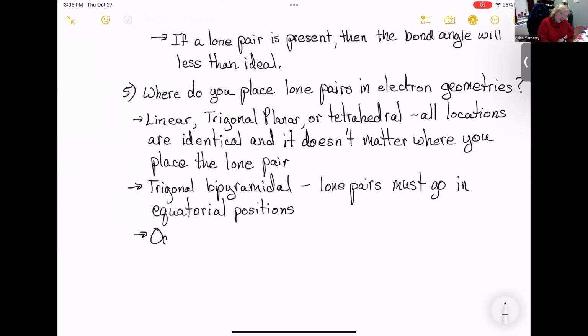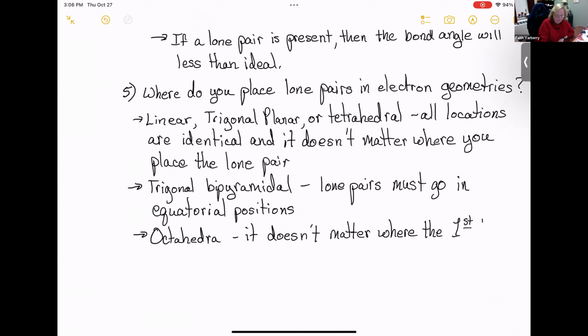And then finally, with respect to the octahedral, it doesn't matter where the first set is placed. But the second one must be 180 degrees from the first.